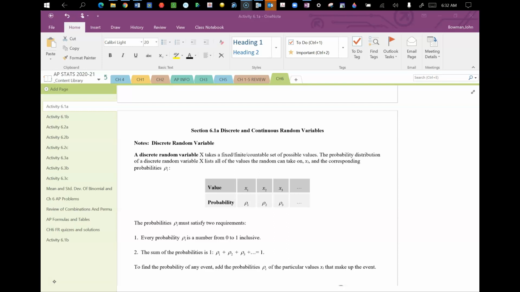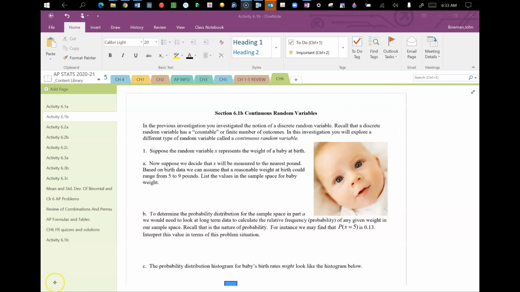What we'd like to do today in this video is to talk about the idea of a random variable, but a random variable with an infinite number of possible outcomes. So we're going to start our discussion with a simple example of a discrete random variable, and then we're going to transform that, so to speak, into a continuous random variable.